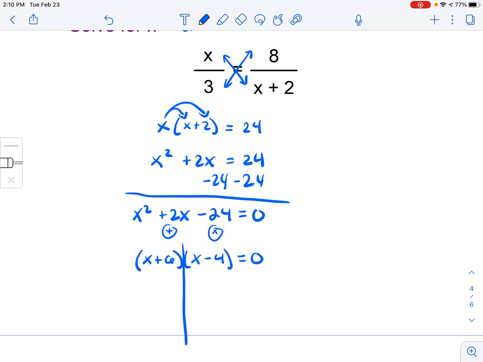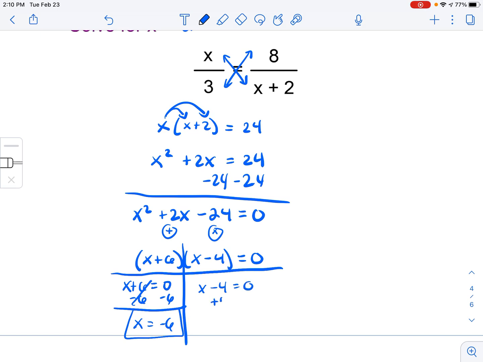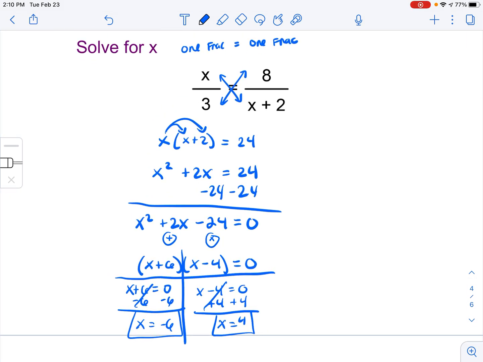Set each factor equal to 0, and we get the answers. x is equal to -6, x is equal to +4. Okay, x is equal to -6 and x is equal to +4.